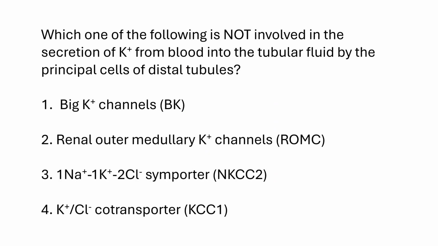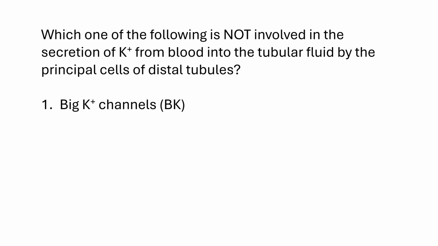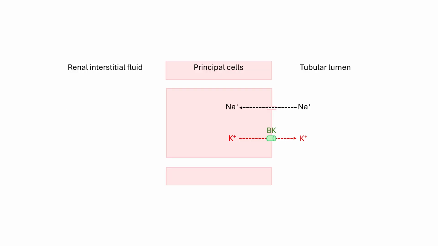The first option is big potassium channels or BK. This choice is incorrect because BK channels are involved in this process. These high conductance or maxi K channels sit on the apical membrane of principal cells and are specifically activated by increased tubular flow rates to rapidly secrete excess potassium into the urine.